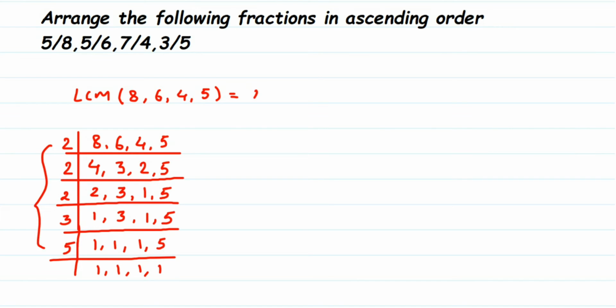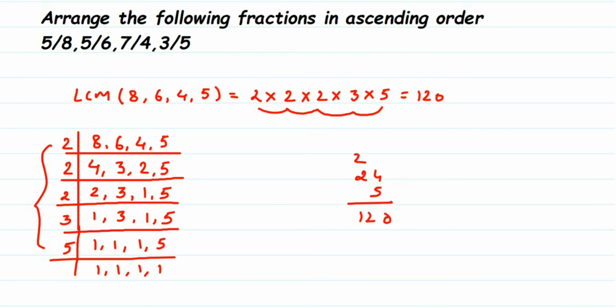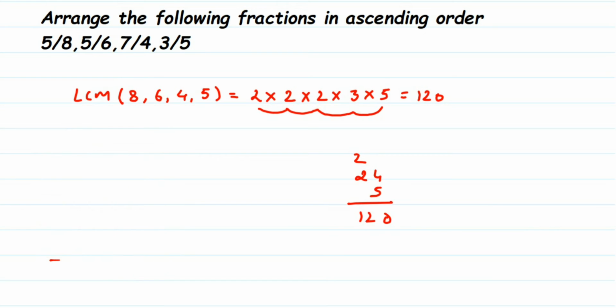So this is 2 into 2 into 2 into 3 into 5. 2 2s are 4, 4 2s are 8, 8 3s are 24, 24 5s are 120. So we get 120. Now we're going to change the denominators to 120. So the LCM is equal to 120.